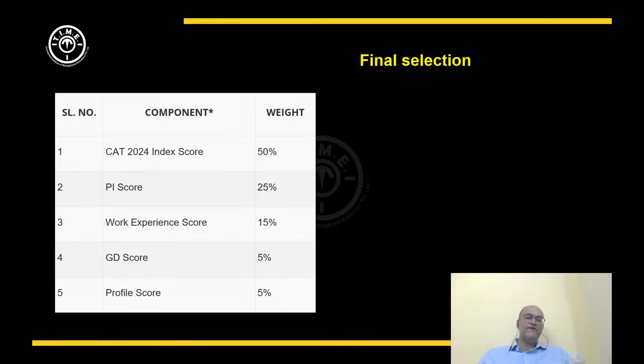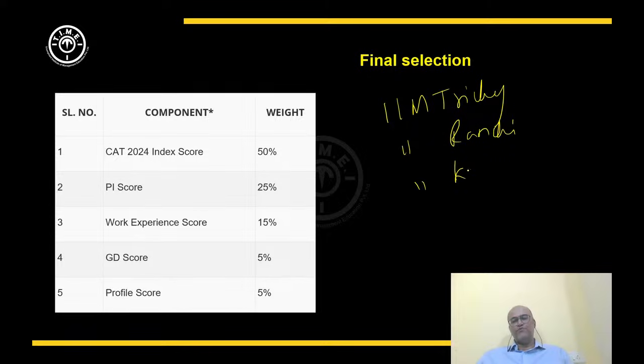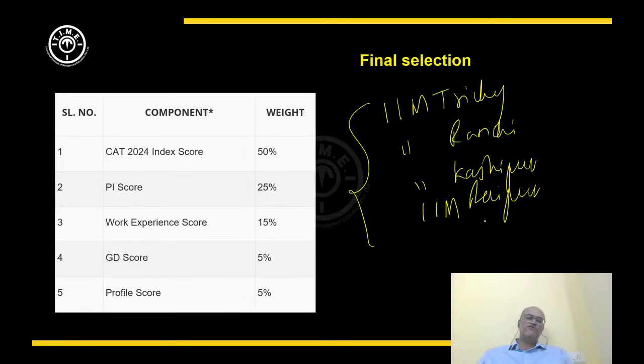But remember what I said earlier, this year IIM Raipur has entered into a partnership along with IIM Trichy, IIM Ranchi, as well as IIM Kashipur. So IIM Raipur, IIM Trichy, IIM Ranchi, IIM Kashipur. These four IIMs are coming together and forming a partnership, and they will be carrying out the interview round together. And it's actually a mini version of CAP that way. CAP used to have 8 to 9 IIMs, whereas this partnership will have 4 IIMs.